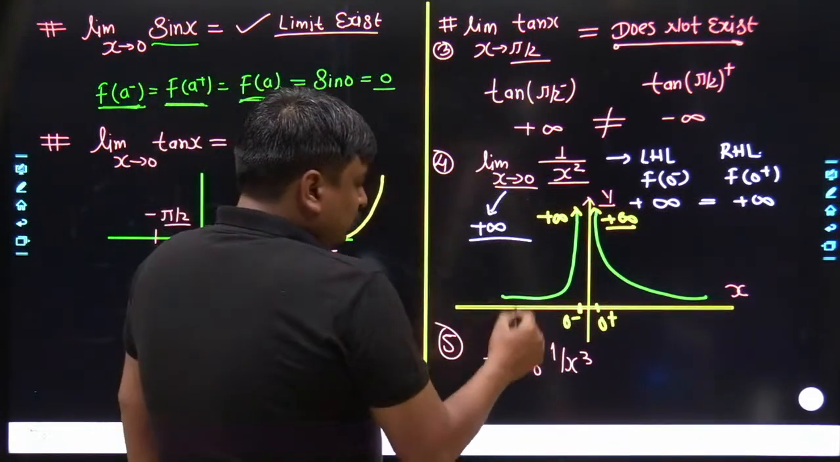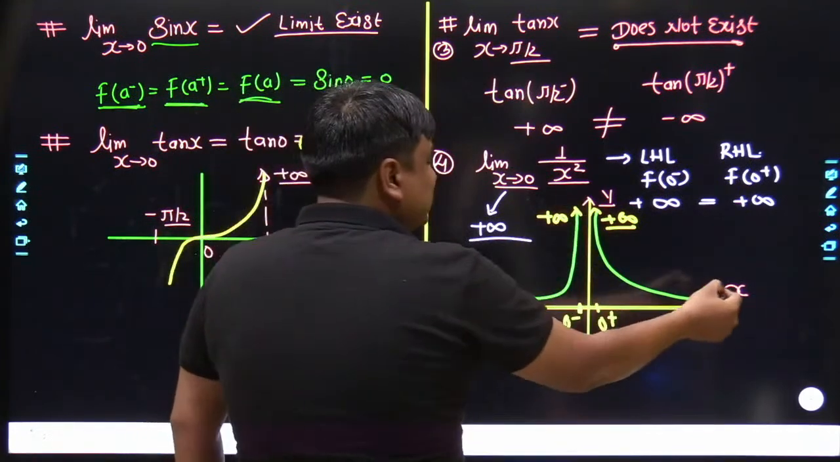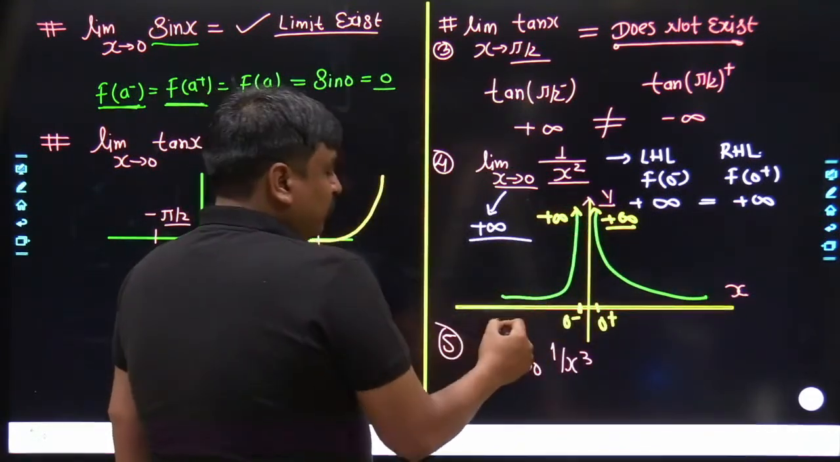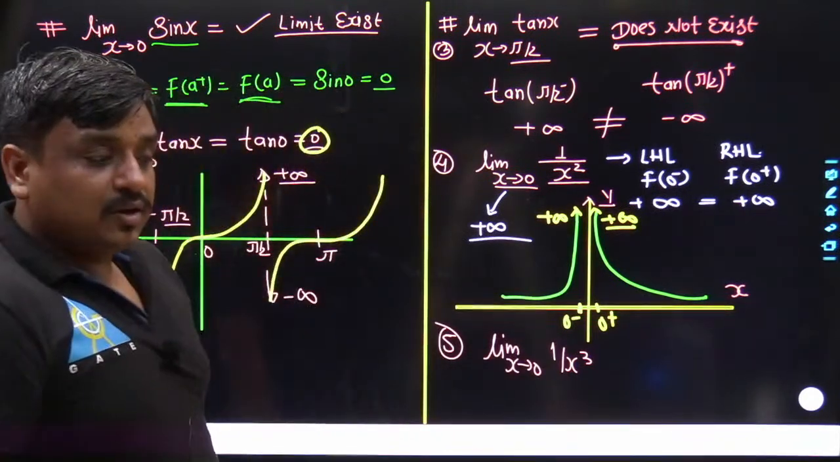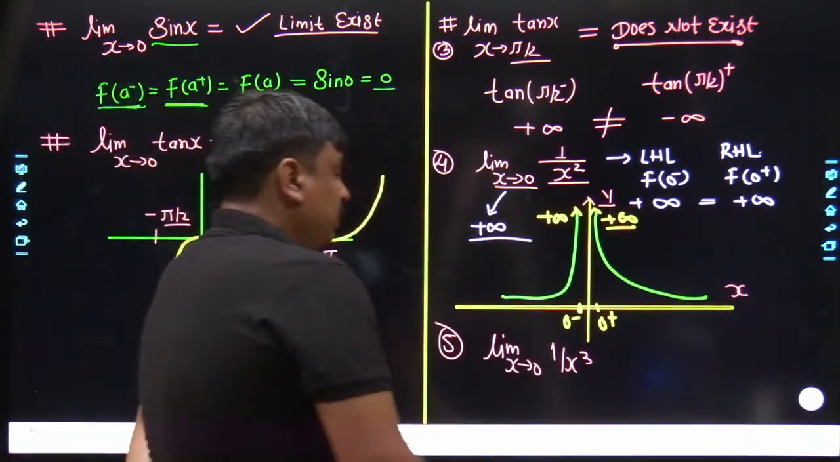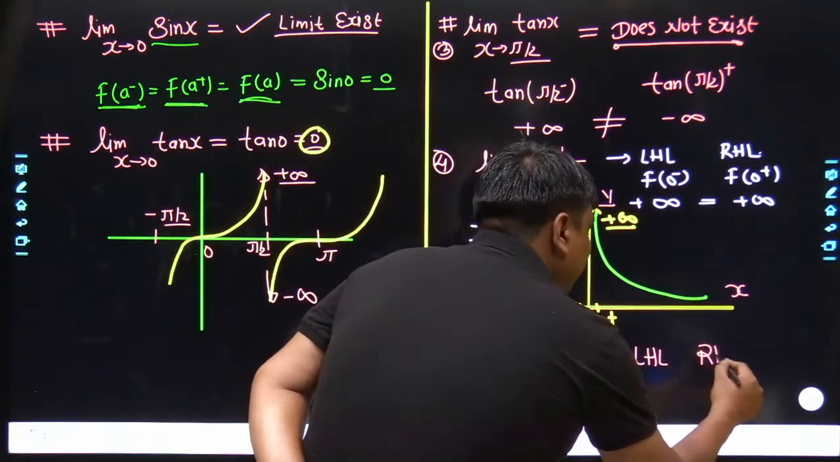For 1 upon x cube, towards the positive values of x there would not be much change in the curve, but towards the negative values of x, the complete curve would get flipped towards the third quadrant. So may I know what would be its left hand limit as well as right hand limit?